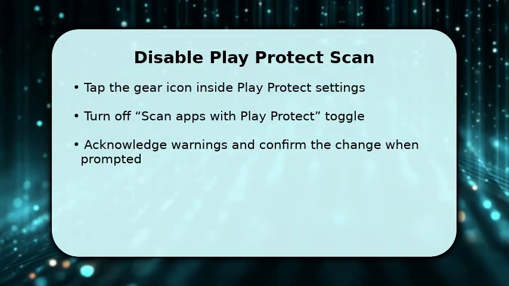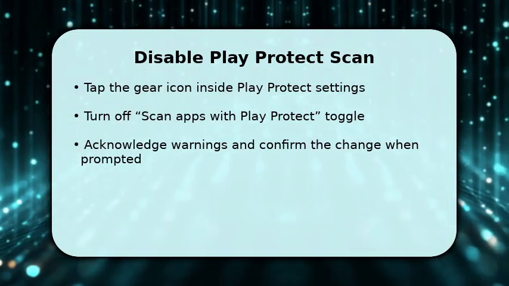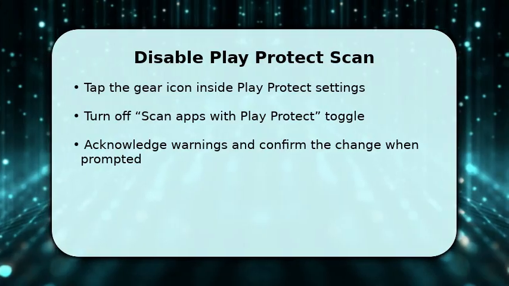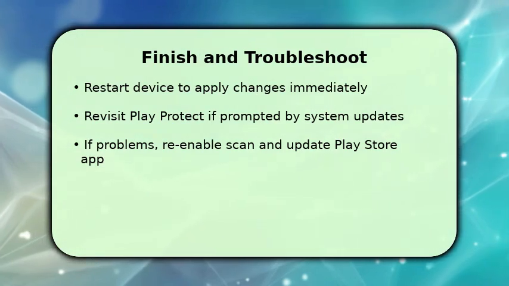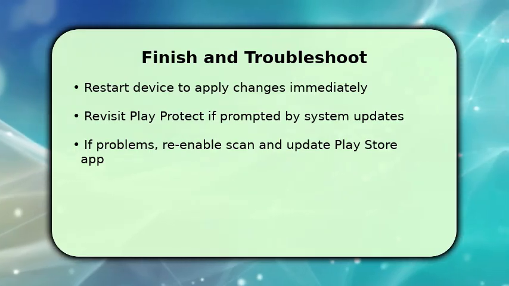Once done, Play Protect will stop automatically scanning apps, which can allow installations that would otherwise be blocked. Finish by restarting your device so the Play Store settings fully apply. After reboot, open Play Protect again to verify the toggle stayed off.